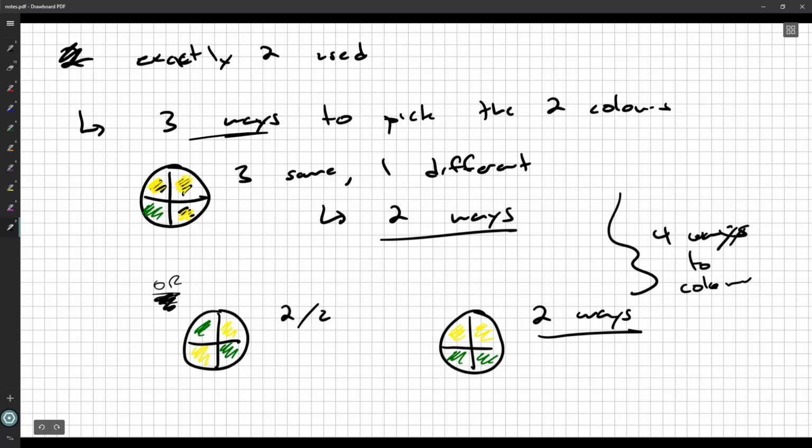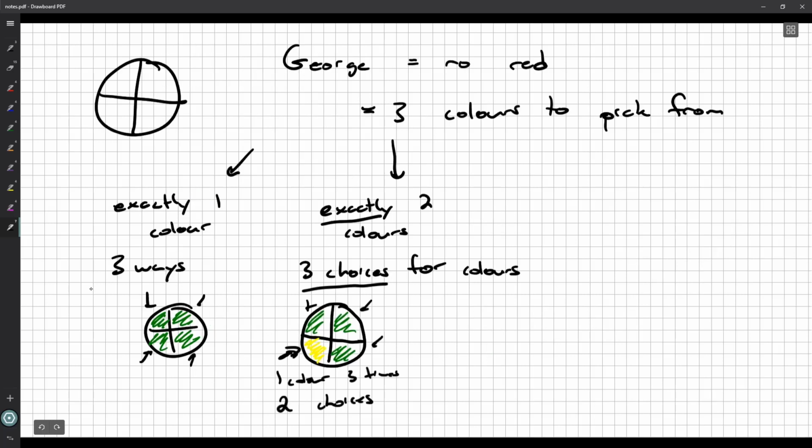Okay. Times the 3 ways. So first I pick my color, then I actually color things in. So 12 ways to color overall for having exactly 2 of the colors used. And again, I'll remind you, there were 3 ways to color George's circle when exactly 1 color was used. Okay? But we have one other possibility.